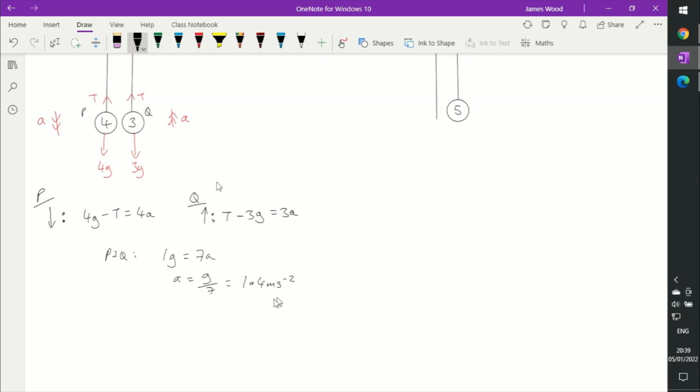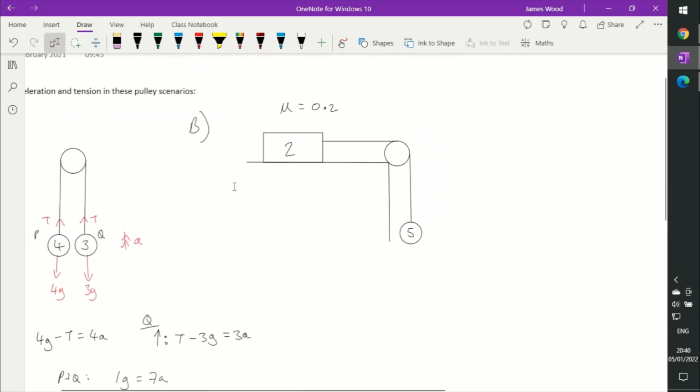You can then find the tension from that. So you can put it back into this equation here. So that gives me T equals 33.6. So that's how we do it there. So we write an equation of motion for each particle. And whenever we've got connected particles, so things with pulleys, that's generally the approach, is write an equation for each particle.